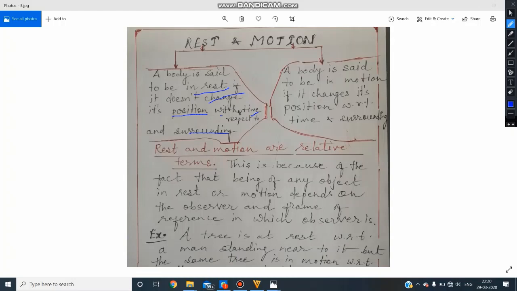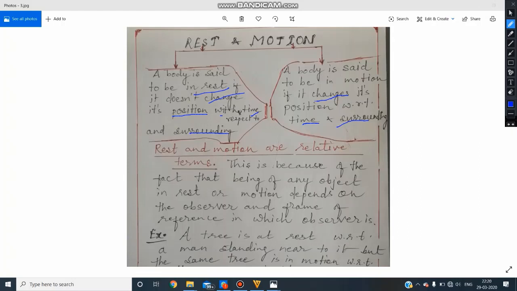A body is said to be in motion if it is changing its position with respect to time and surroundings. For example, if sitting in your balcony you are watching a moving car, its position goes on changing with time. This is an example of a body in motion.